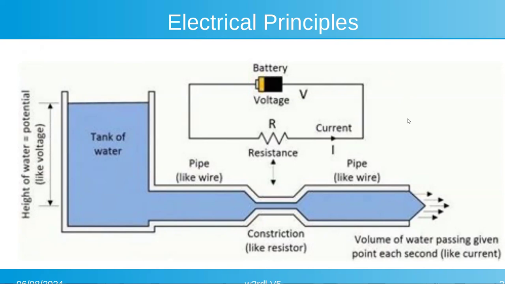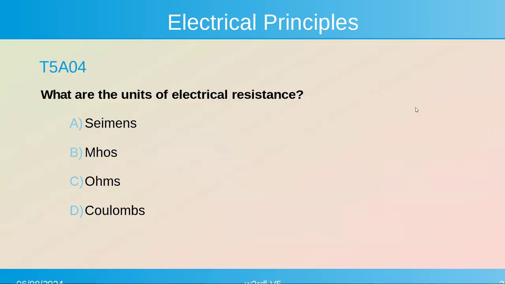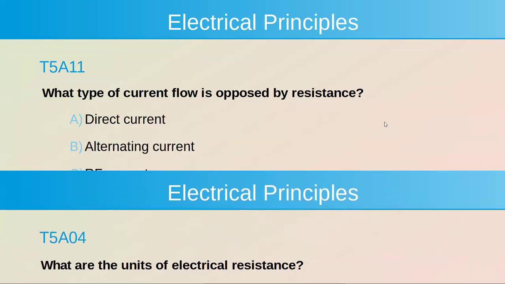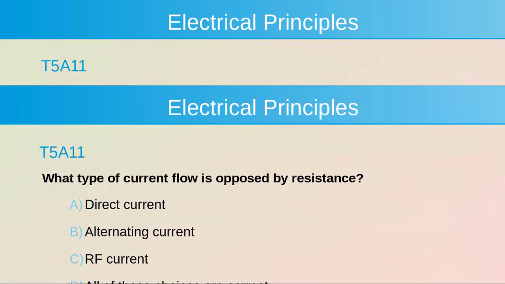There's another one of these analogies with the constriction like we saw before. So what are the units of electrical resistance? The ohms. Charlie. What type of current flow is opposed by resistance? All of them. All right.